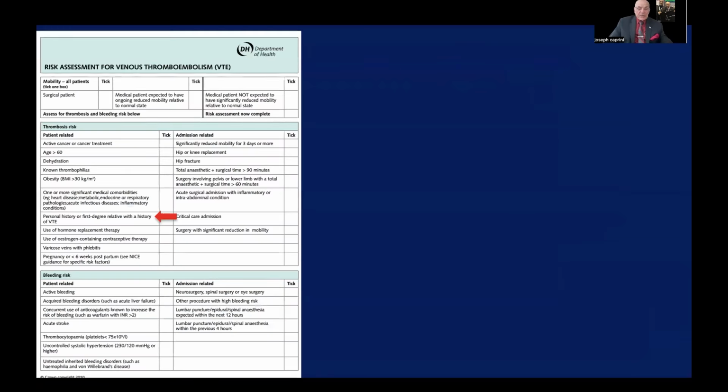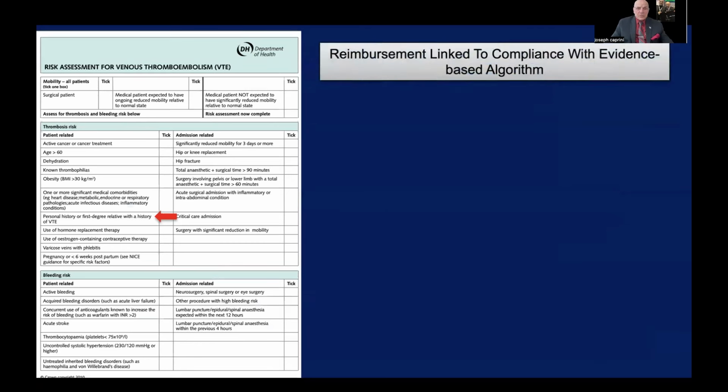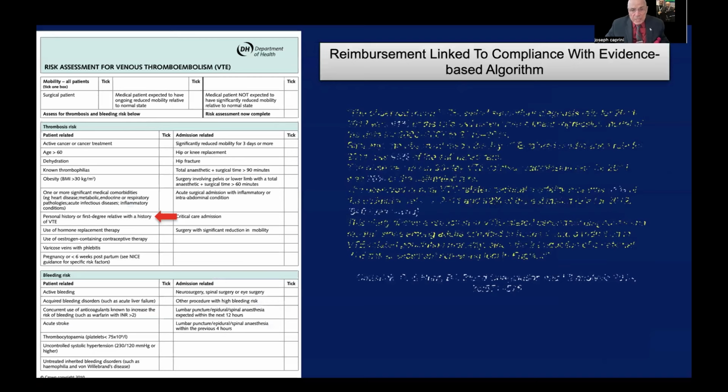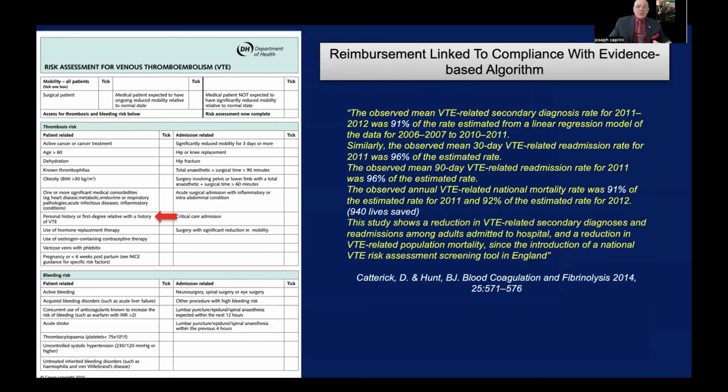Now let's talk about another risk score. This is a risk score from the United Kingdom, which is a very good risk score. And they talk about family history of thrombosis. And what they did is they tied completing the score and following the recommendations to reimbursement. And when that was done, all sorts of good things happened over a 2-year period.